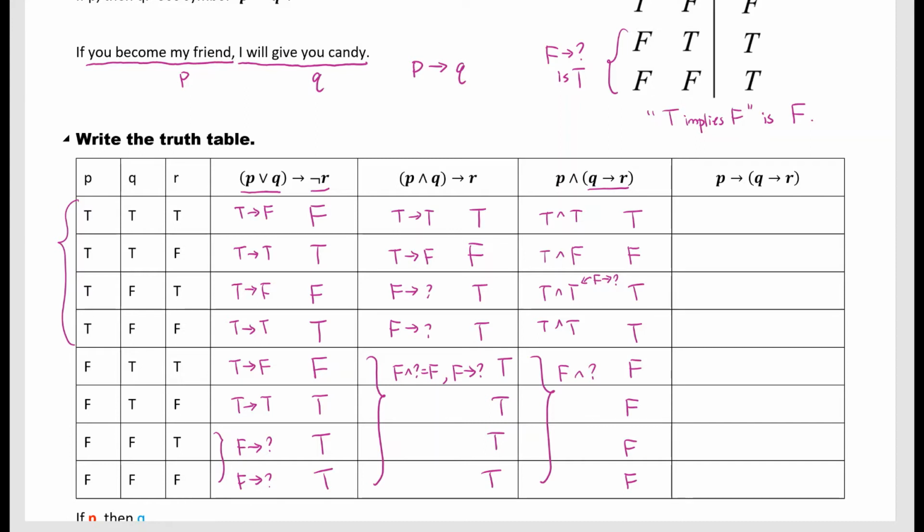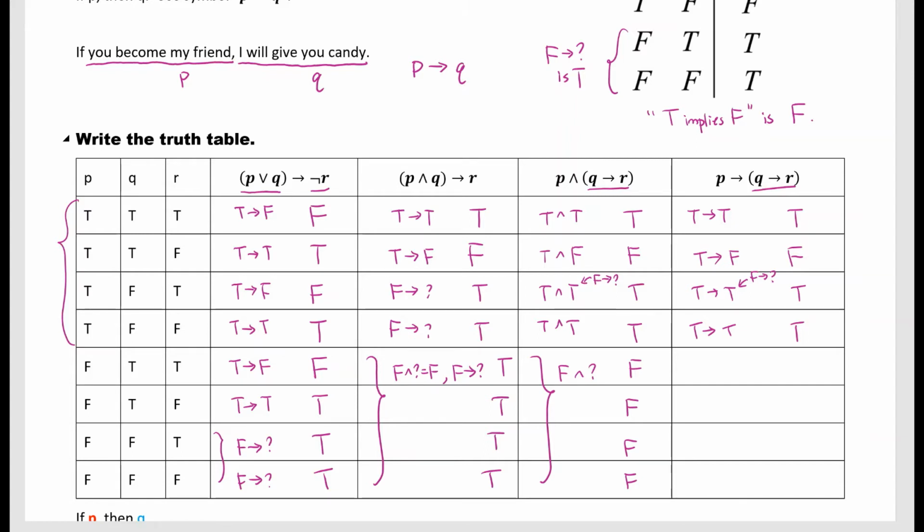Alright, let's continue. P implies... so here the order we should compute is Q implies R first. So Q implies R, true implies true is true. And then P is true, so this gives us true. And you can see in all of these P is true. And then this guy, true implies false is false, and then true implies false is false. And then Q implies R, false implies true is true.